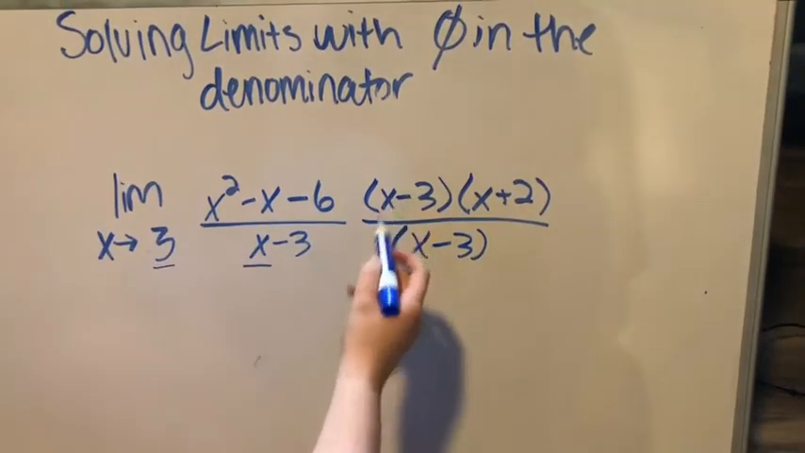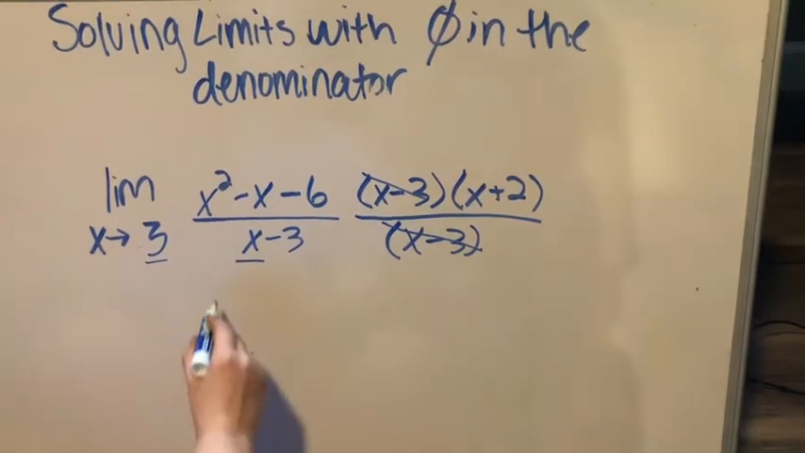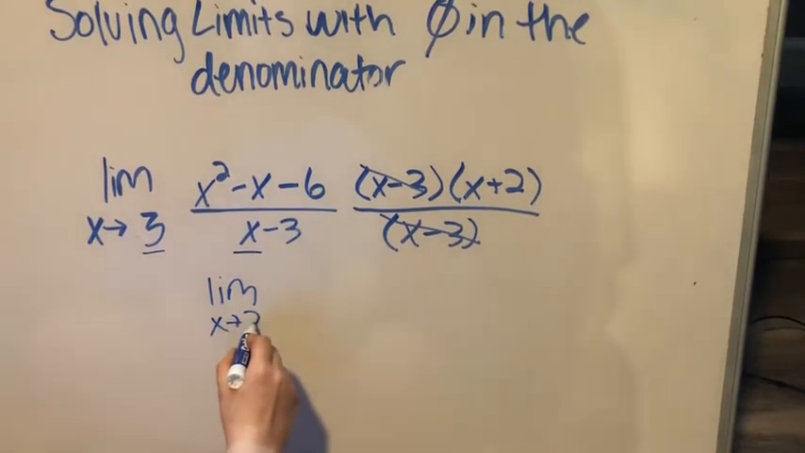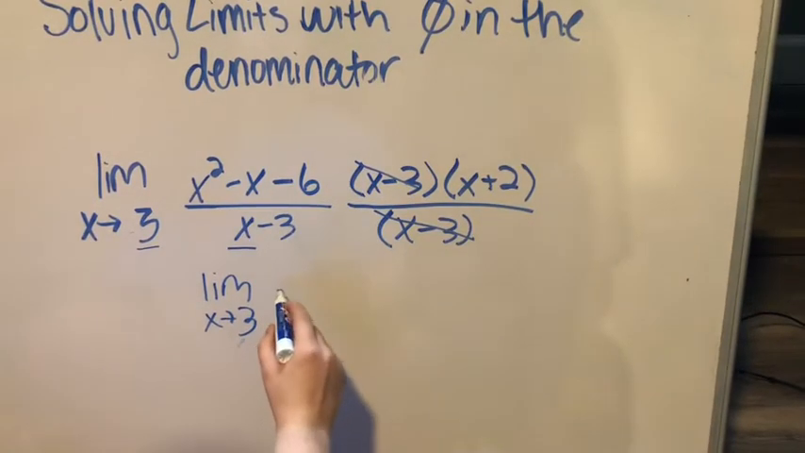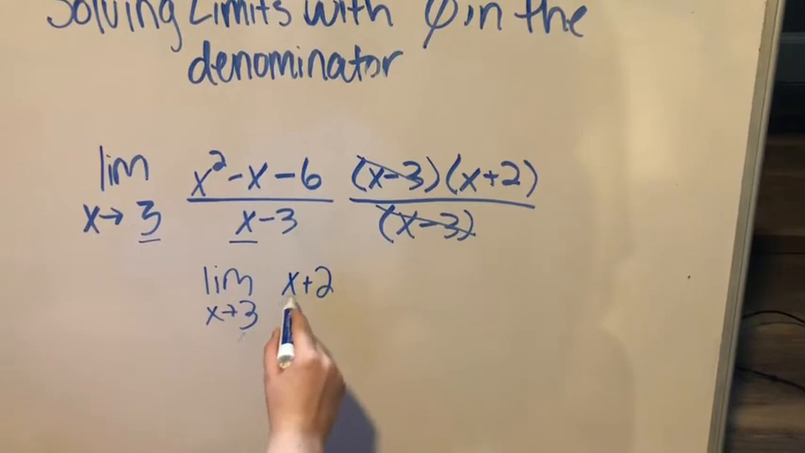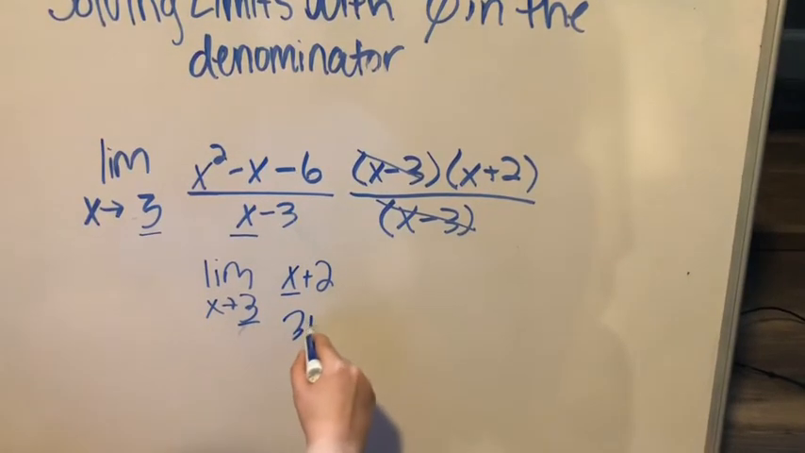Now you can see that we have like terms on the numerator and the denominator, which will cancel out. So now we're left with just the x plus 2. So as the limit of x approaches 3 of x plus 2, we then can use direct substitution from this 3 into the x. So then we have 3 plus 2.